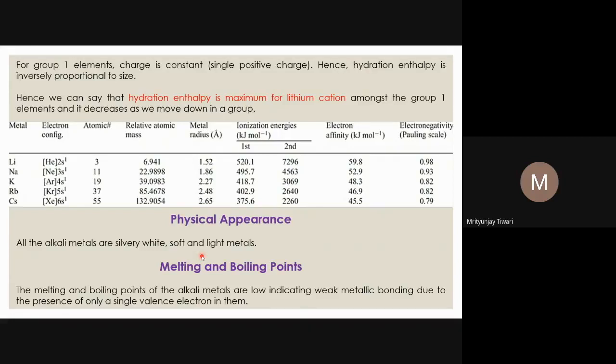You can still cut silver or aluminum with the knife, but they are comparatively harder, and it is very difficult to cut copper and iron. But in the case of alkali metals, you can simply cut them with a simple knife. They're very soft. And why are they soft?